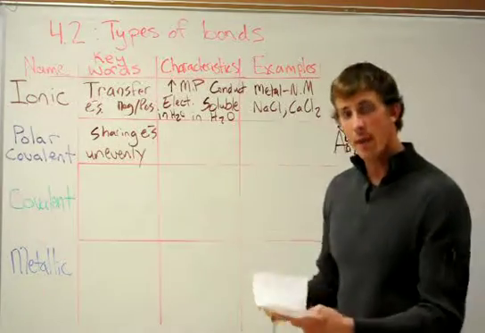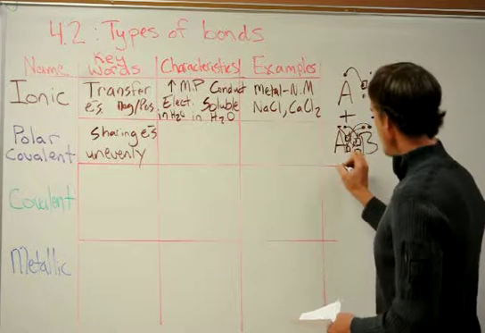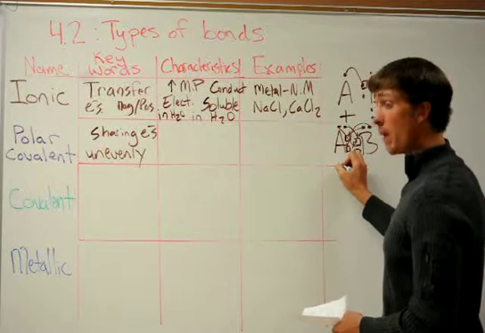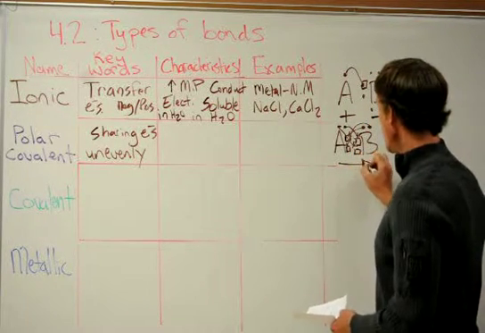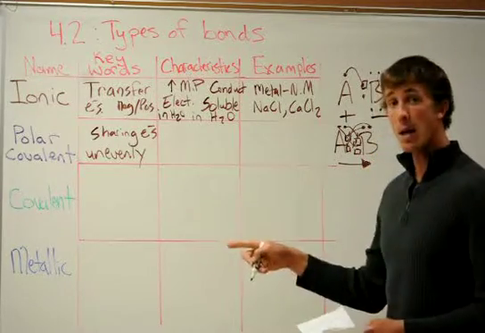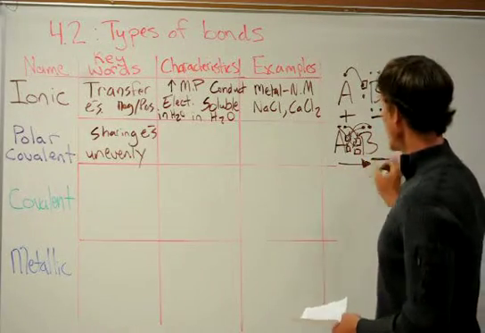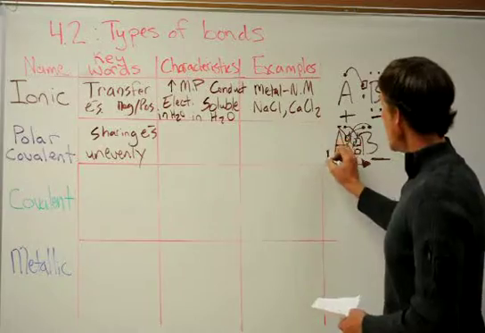So they're all sharing them. The only difference is electrons are being pulled one way more than the other. So let's just say B likes electrons more than A, that's going to make B a little bit negative and A a little bit positive.